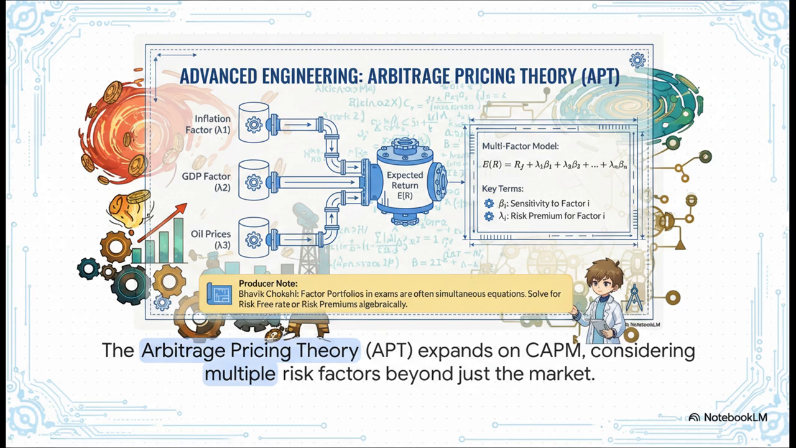Well, that's where a more advanced model like the arbitrage pricing theory, or APT, comes in. APT says, hey, maybe returns are influenced by multiple factors, like shifts in inflation, or GDP growth, or even oil prices. Each of those factors gets its own beta, making it a much more complex, but maybe more realistic model.